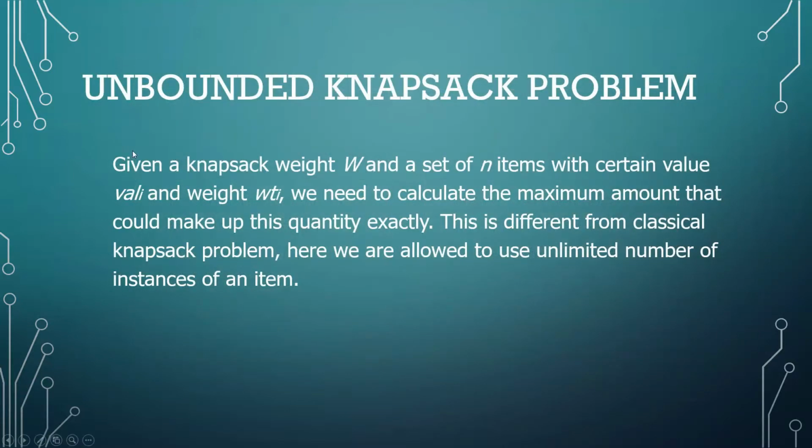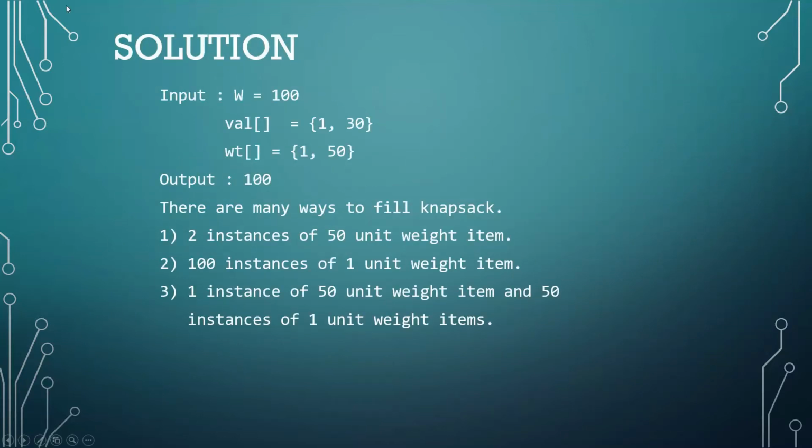So here is another unbounded knapsack problem. Let us see the question. Given a knapsack weight W and a set of n items with a certain value val I and weight WTI, we need to calculate the maximum amount that could make up this quantity exactly. This is different from the classical knapsack problem, because here we are allowed to use an unlimited number of instances of an item. As I told you earlier, for the unbounded knapsack problem, you can take or leave an item as many times as you can to fulfill the requirement of the knapsack, because there will obviously be a limit of the knapsack. So here's the solution.